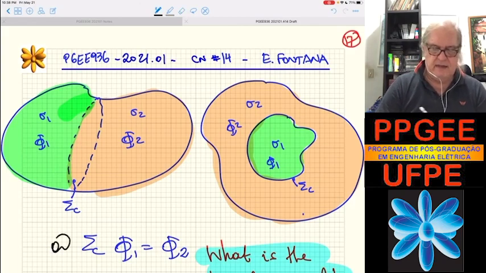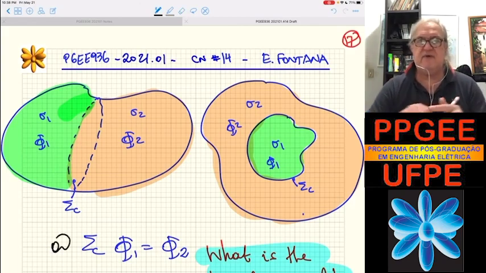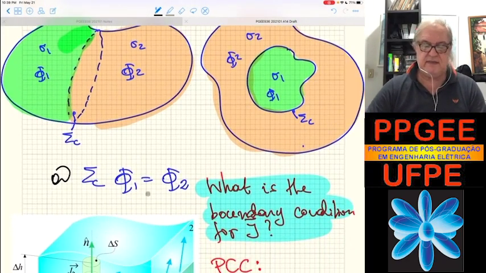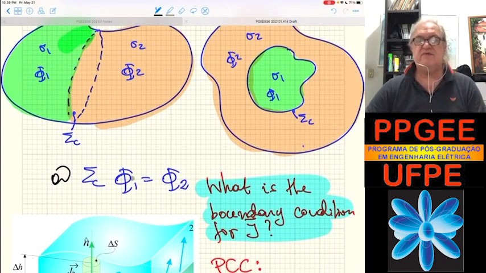So we have two situations. Sometimes we have two materials with different conductivities attached to each other with a common contact surface, or you have one material inside of the other one. The boundary of one of them is the interface between materials. In those two situations, we always have the continuity of the potential, phi 1 equals phi 2. So you need another condition, right?